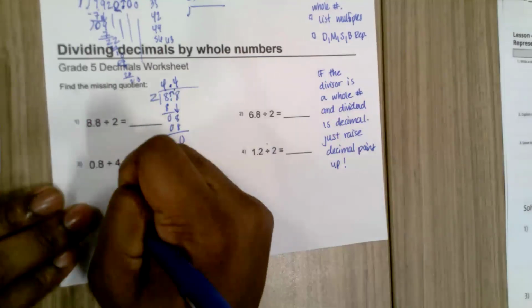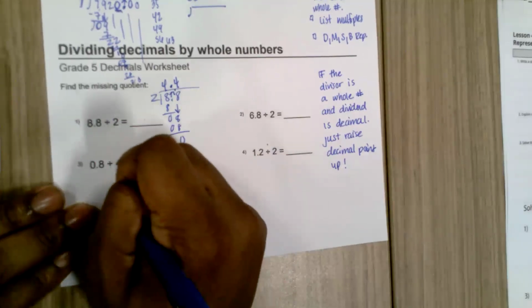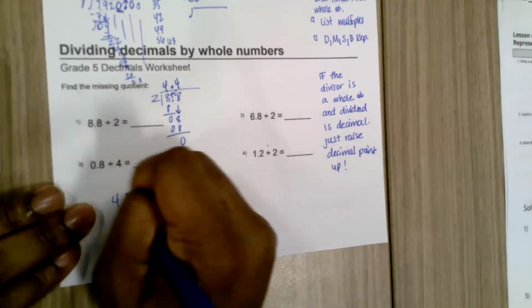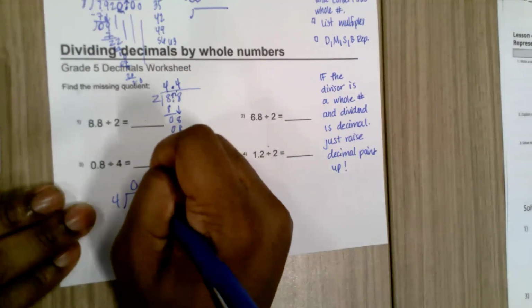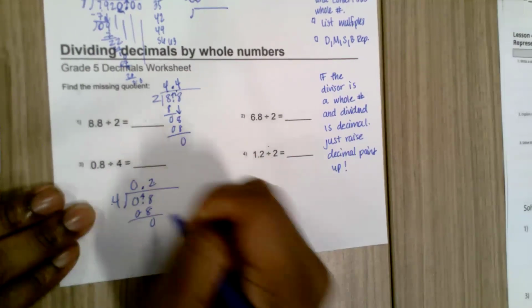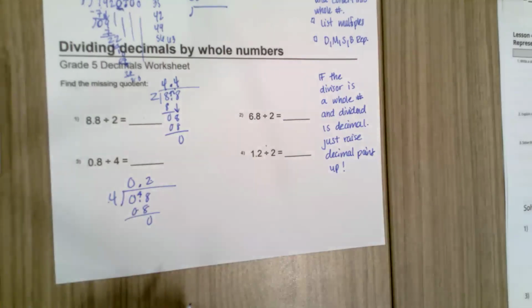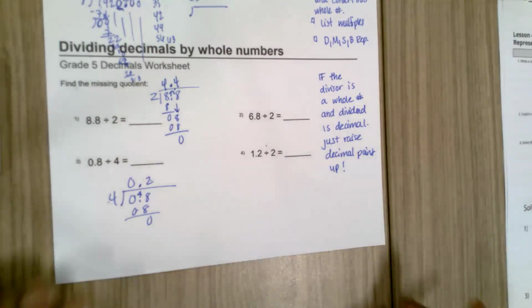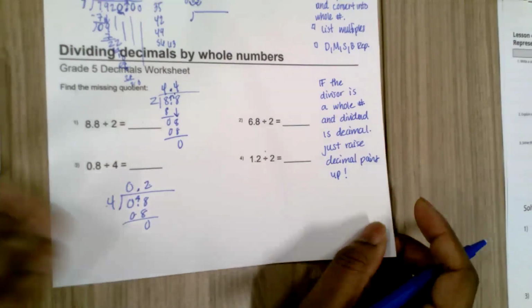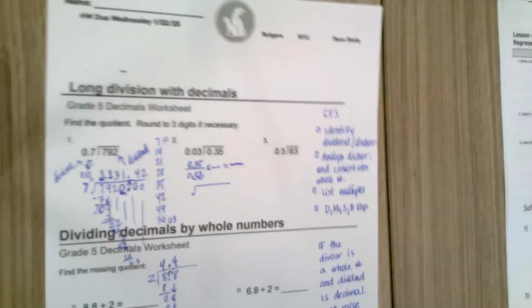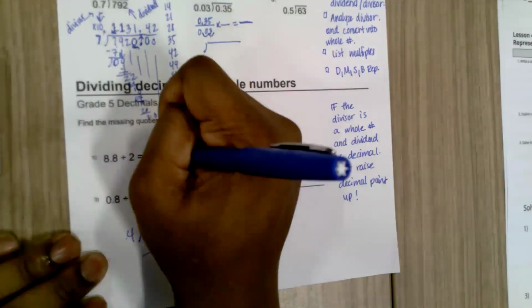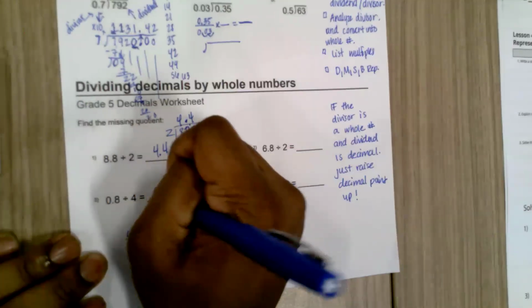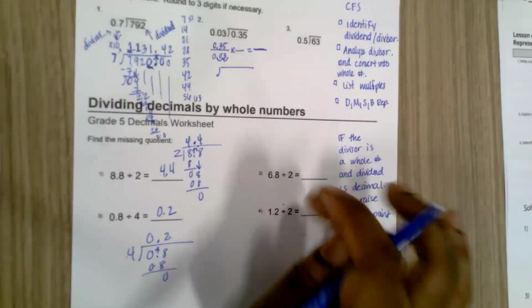Do another one. Raise your decimal point up. 4 goes into 0. 4 can't go into 0. 4 goes into 8 two times. You see that? Make sure you complete the rest of these. We know this is 4 and 4 tenths, and this is 2 tenths. You just got to do these two.